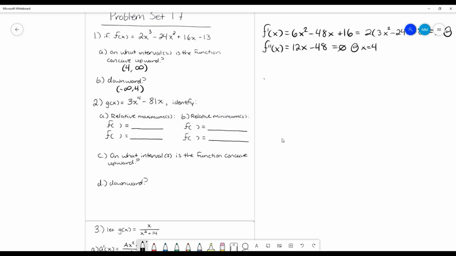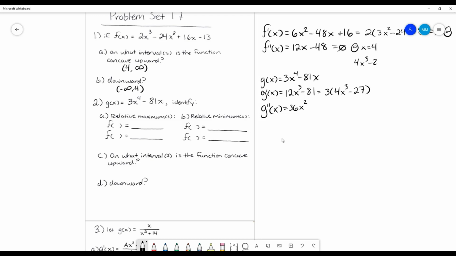So if g of x equals this, g prime of x equals this, and g double prime of x equals this. And I am going to factor out 3 there, so I get 4x cubed minus 27. Okay, so this is going to equal 0 whenever this inside part equals 0, which is why I factored that out, because I've just got easier numbers to work with like this.